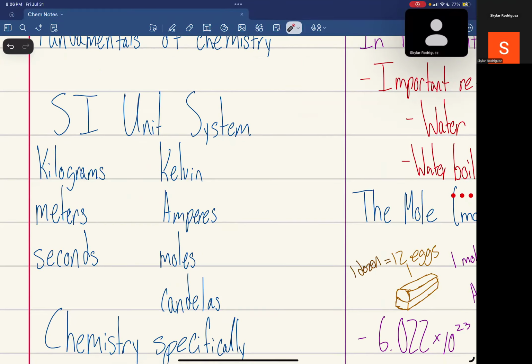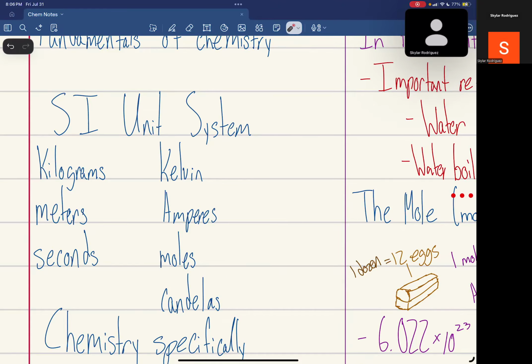The SI unit system is built upon seven fundamental base units that measure independent physical quantities. The majority of the world uses the metric system and follows the SI unit system, with a handful of countries such as the United States that use the imperial system, aka feet, pounds, inches, and Fahrenheit. So do not stress if this is all relatively new to you. The SI unit system uses kilograms, meters, seconds, Kelvin, amperes, moles, and candelas. For chemistry specifically, we will be working with grams, Kelvin, and moles.